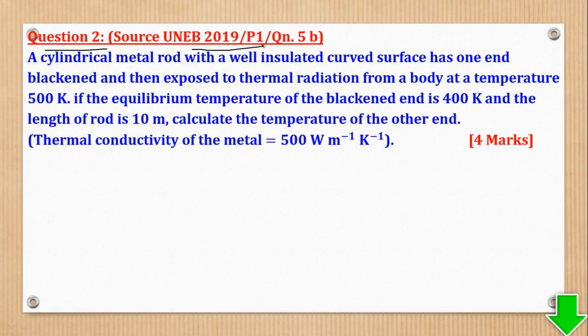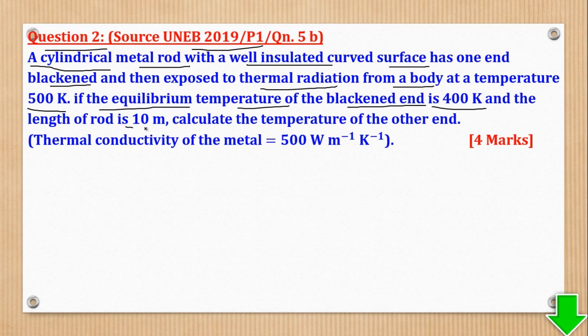Then question 2 came from UNEB 2019 paper 1 question 5B, and it says a cylindrical metal rod with a well insulated curved surface has one end blackened and then exposed to thermal radiation from a body at a temperature of 500 Kelvin. If the equilibrium temperature of the blackened end is 400 Kelvin and the length of the rod is 10 meters, calculate the temperature of the other end. Thermal conductivity of the metal is that.